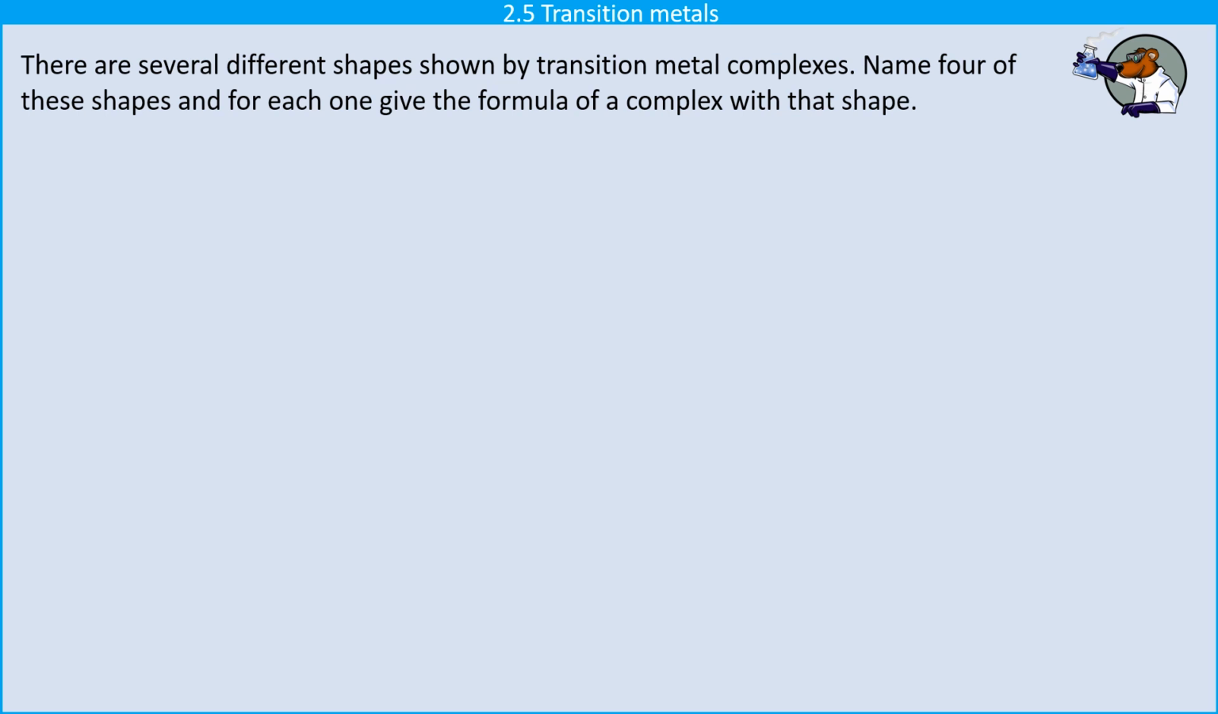So first of all, we've got these four shapes that we're interested in. Those are going to be your tetrahedral and your square planar, and they're the two options if you've got a coordination number of 4, and then octahedral if you've got a coordination number of 6, and finally linear.